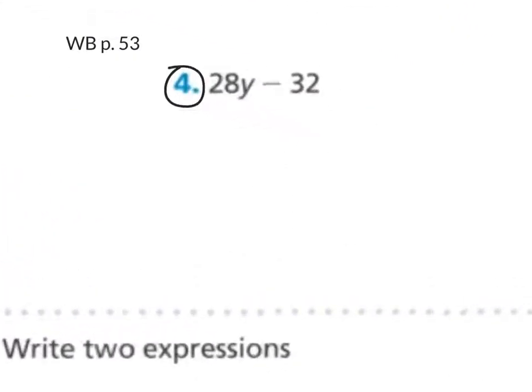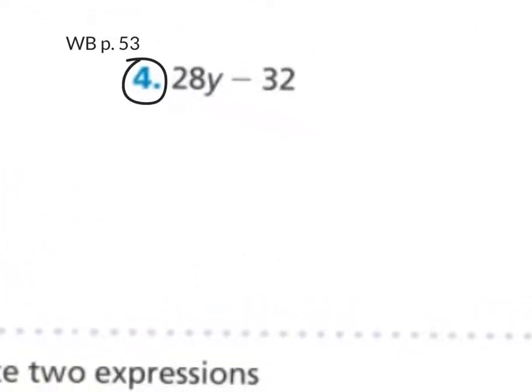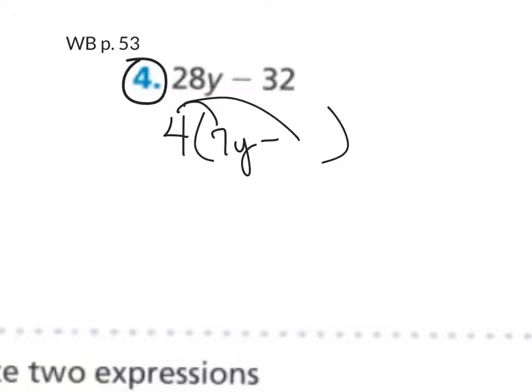We look at number 4. Same idea. We're going to look for a greatest common factor. The greatest common factor of these actually happens to be 4 once again. So now we're thinking 4 times something to get 28y. 4 times 7 is 28, and then we need the y after that. And then minus. So that would be 8. 4 times 8 is 32.